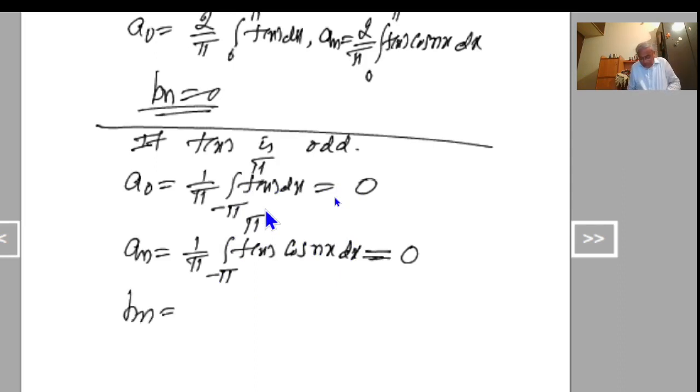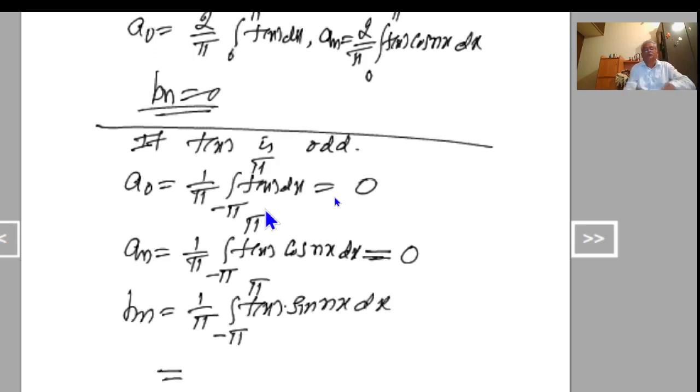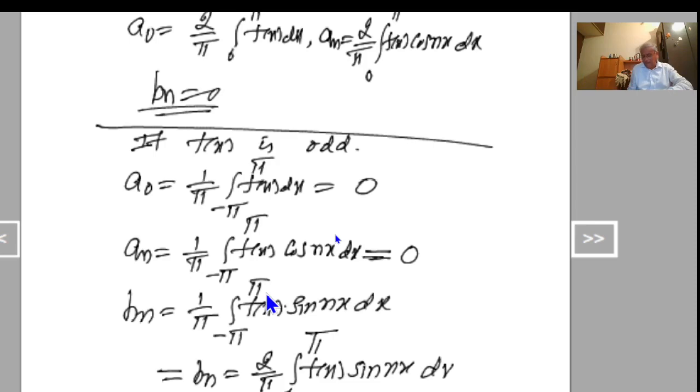And bn is equal to 1 by pi times the integral from minus pi to plus pi of f of x into sin of nx dx. See here, f of x is an odd function. Sin is also an odd function. Odd into odd is an even function. If this becomes an even function, then the value of the integral is 2 times 0 to pi. Therefore, bn is equal to 2 by pi times the integral from 0 to pi of f of x into sin of nx dx.